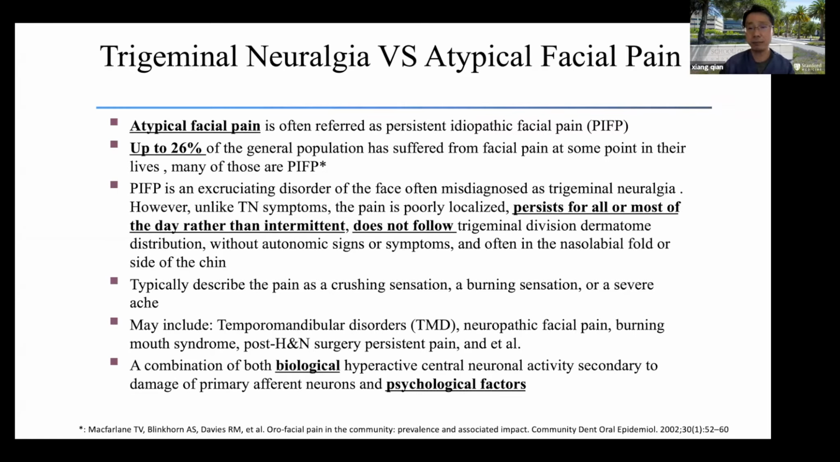So the feature of the pain is different. The pattern of the pain is different, as well as the underlying etiology. It includes a wide spectrum of disorders, including TMJ, facial pain, burning mouth syndrome, and post head and neck surgery persistent pain, etc. In terms of underlying etiologies, we believe that it is a combination of both biological factors as well as psychological factors. That's why those patients are very difficult to treat and to manage. They're different from the spectrum of trigeminal neuralgia.